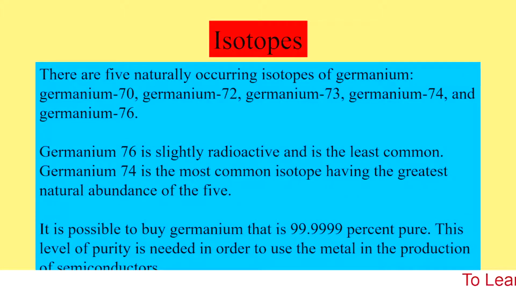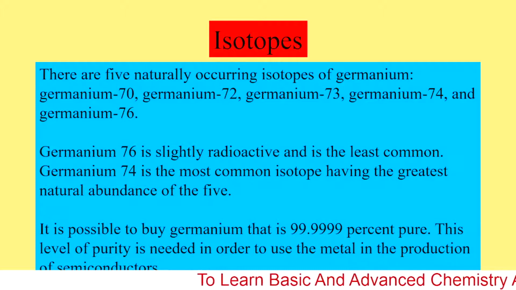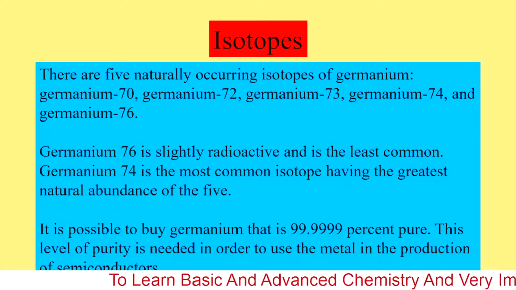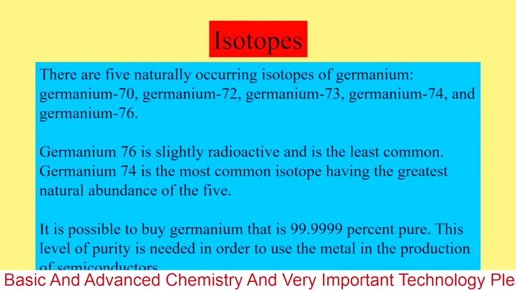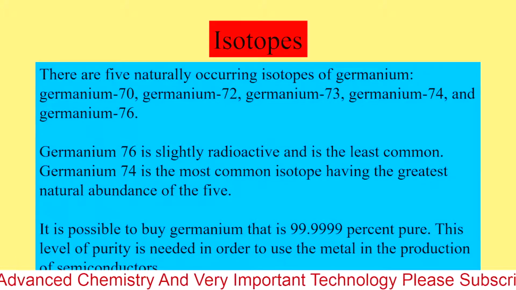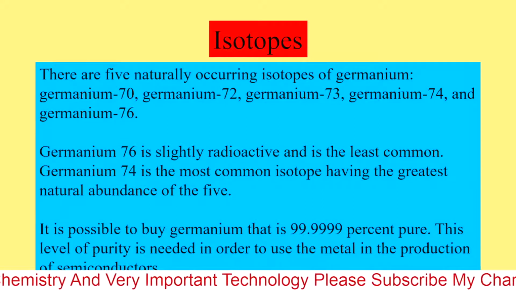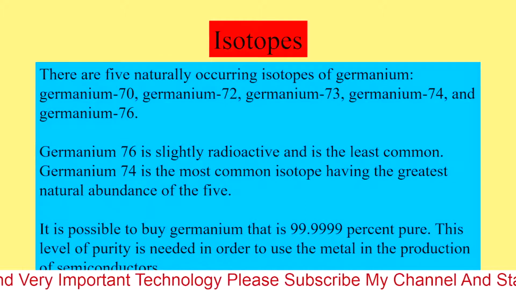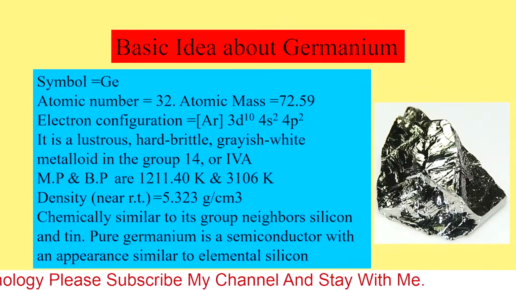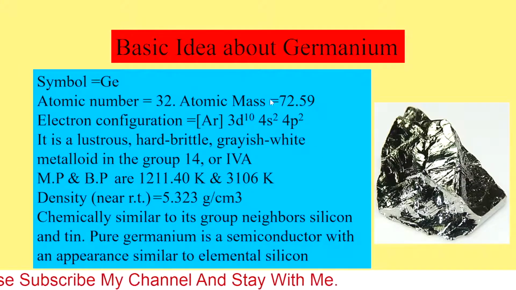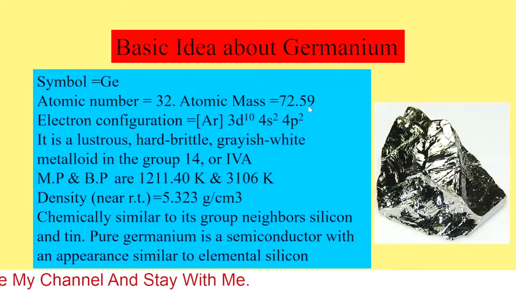We have several isotopes of germanium. There are 5 naturally occurring isotopes of germanium. Among them, mass 70, 72, 73, 74 and 76 are the most common isotopes. As I mentioned in the first slide, the atomic mass of germanium is 72.59.